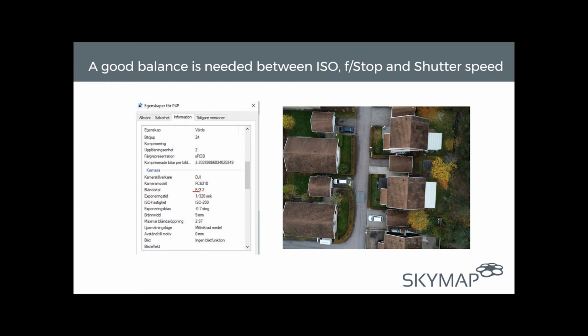You can see that the f-stop is quite low. The shutter speed is at 1/320th of a second, and the ISO is at 200. These are all really good values, and they will work very well for a photogrammetry model. And then I have also, in the DJI Go app, set my exposure bias to minus 0.7. For photogrammetry, it's always better to slightly underexpose than overexpose.